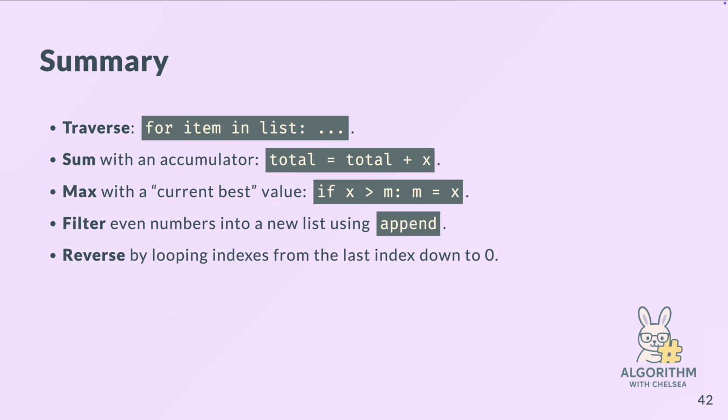Third, find max. We keep a current best, m, and update m if an item x is greater than m. Fourth, filter even numbers into a new list, using append. Finally, reverse by looping indexes from the last index down to 0. This concludes our lecture.